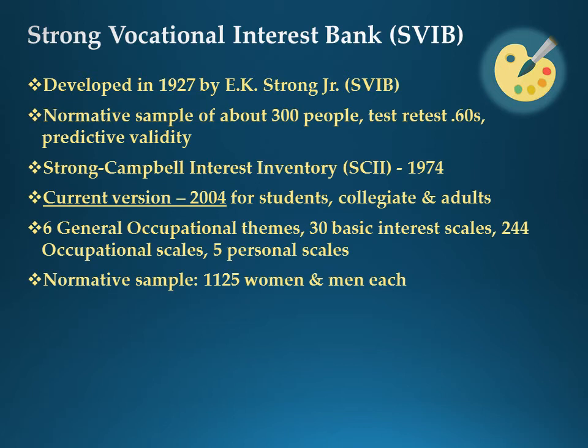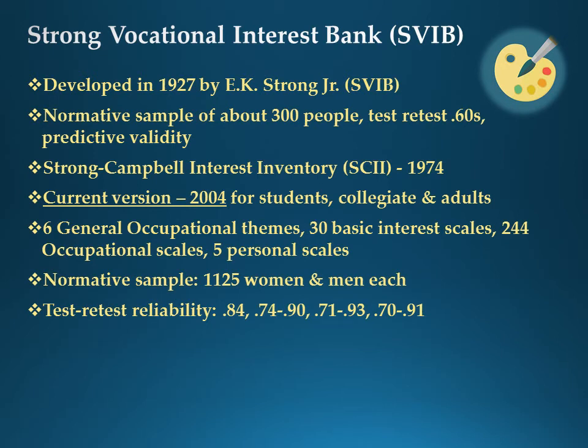Now this version was run on a sample of 1125 women and 1125 men, and with a huge sampling method, the test-retest reliability was obtained. Now it was 0.84 for the first section, that is the general occupational themes. 0.74 to 0.90 was the range of reliability for the basic interest scales. 0.71 to 0.93 again was for the occupational scales, and 0.70 to 0.91 was for the personal scales.